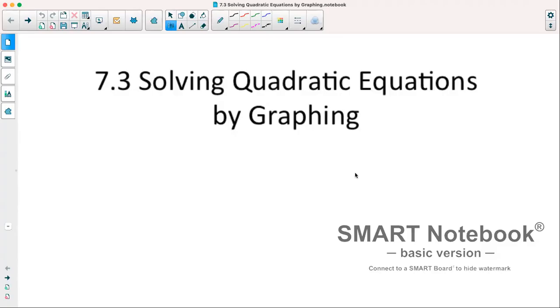Hi, today we are looking at section 7.3, which is solving quadratic equations by graphing. In this section, we'll be utilizing our graphs of quadratics to come up with a couple of solutions.